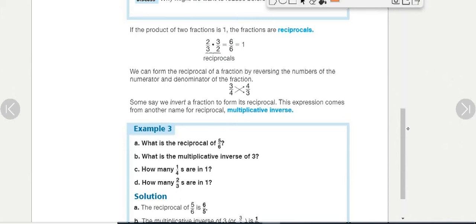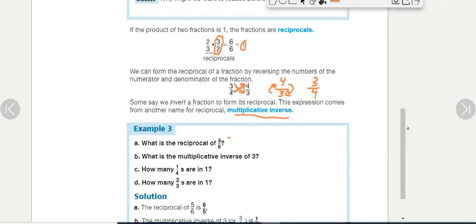Remember, a reciprocal is the upside down version of a number. We use it when we divide. If we multiply it times its original, you always get 1, right? So you're flipping it over. You can show it like this too: the reciprocal of 4/3 is 3/4. It's called inverting a fraction to form its reciprocal, or you could call a reciprocal its multiplicative inverse.